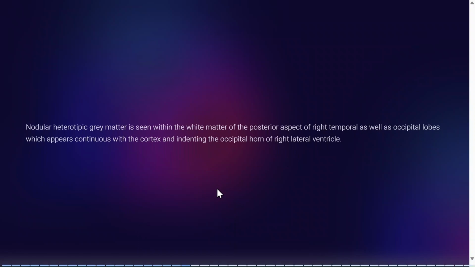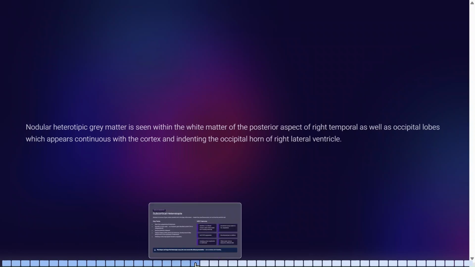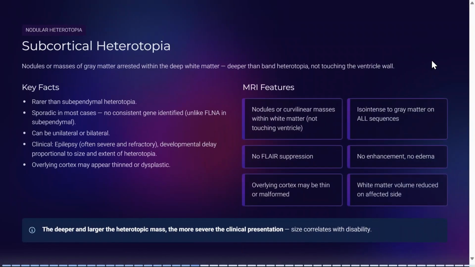So this is basically subcortical heterotopia. What is subcortical heterotopia? In this, nodules or masses of gray matter rest within the deep white matter, deeper than the band heterotopia but not touching the ventricular wall. This is rarer than subependymal, sporadic mostly, and can be unilateral or bilateral.